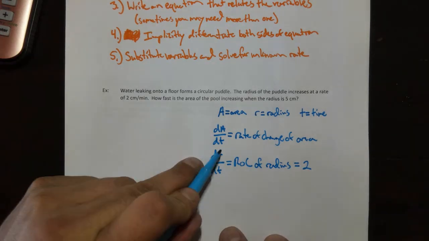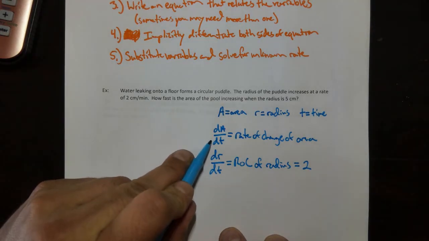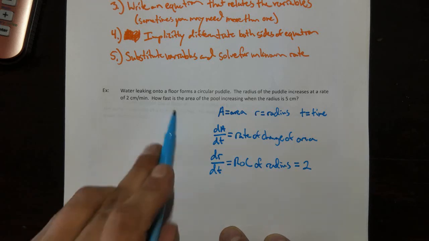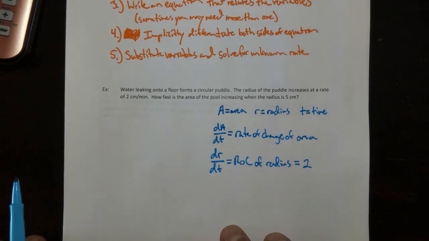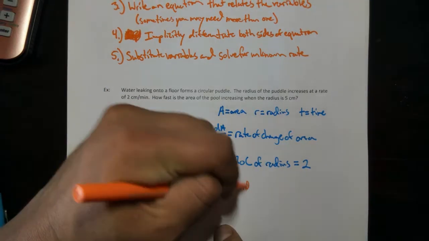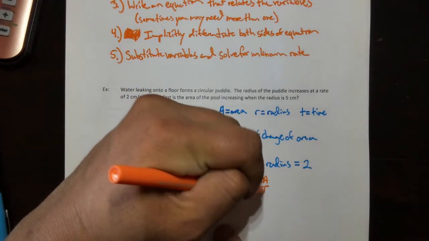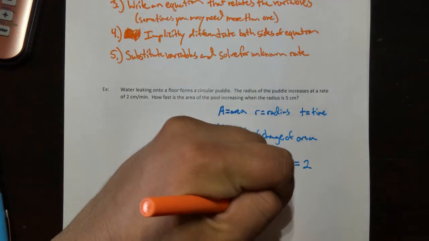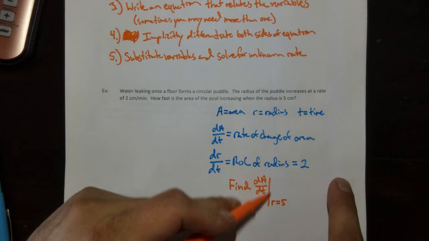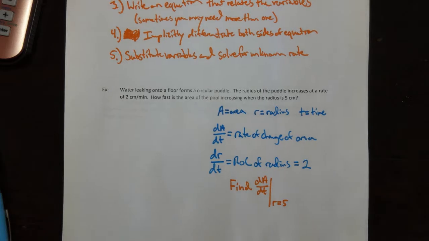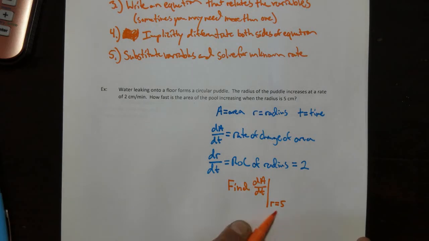And what are we looking for? We actually want to find dA/dt, because that is the rate of change of the area. We want to know how fast is the area of the pool increasing. So we want to find, I'll change colors here, dA/dt when the radius is 5, when r is 5. So I just write this line. It just tells me you can think of it as "when." So find dA/dt when r is 5.